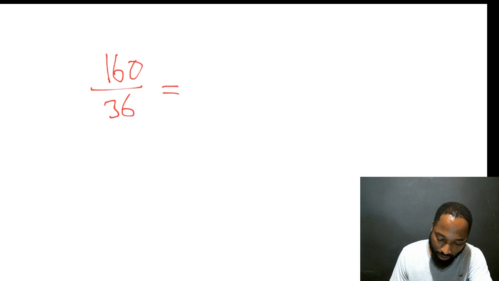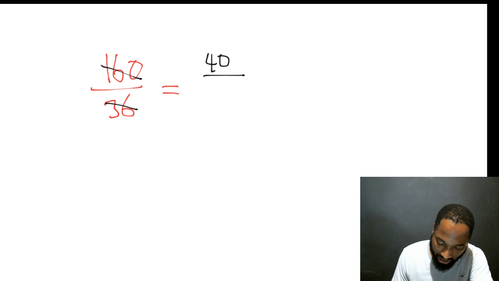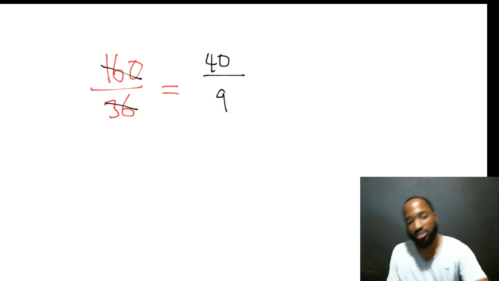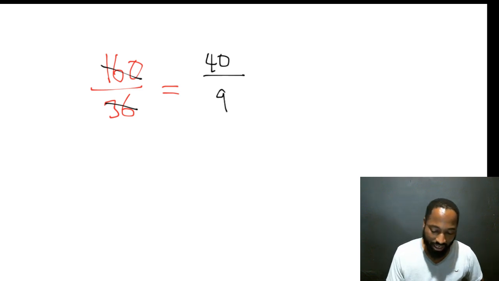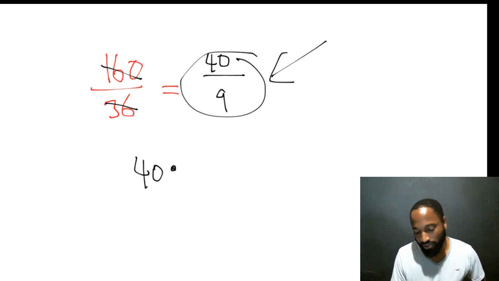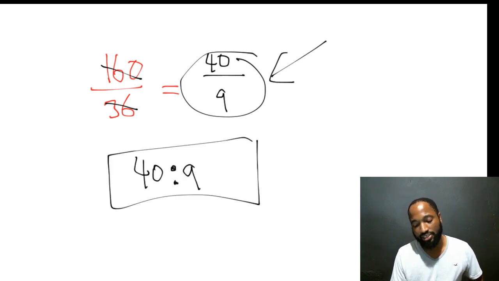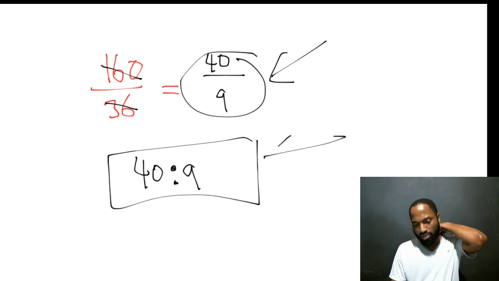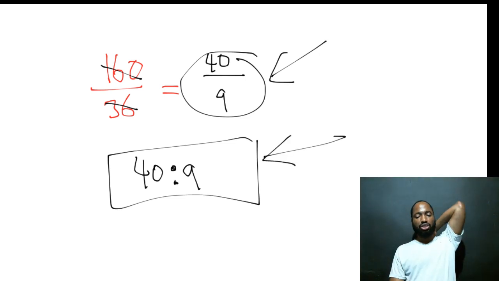What I think most people tried was dividing by 4. 4 into 160 is 40, and 4 into 36 is 9. This is where you can use a calculator. And then you don't try to solve this, you come back and you say 40 to 9, and that's the answer. So look out for it in homework. Make sure you can do it.